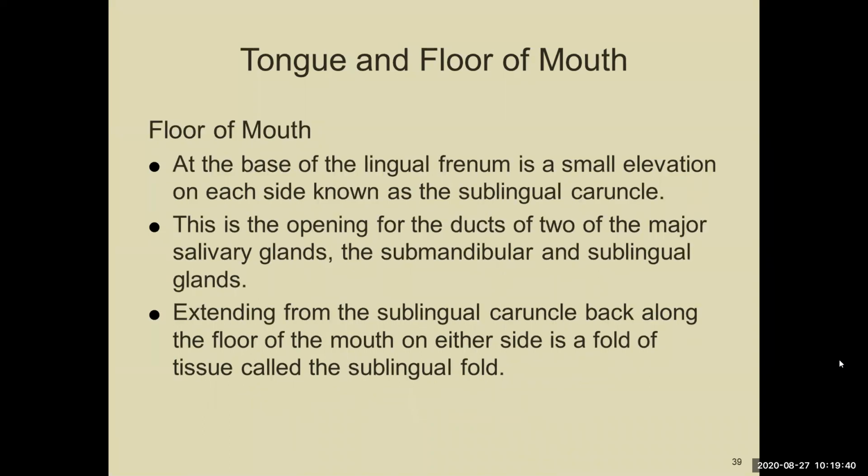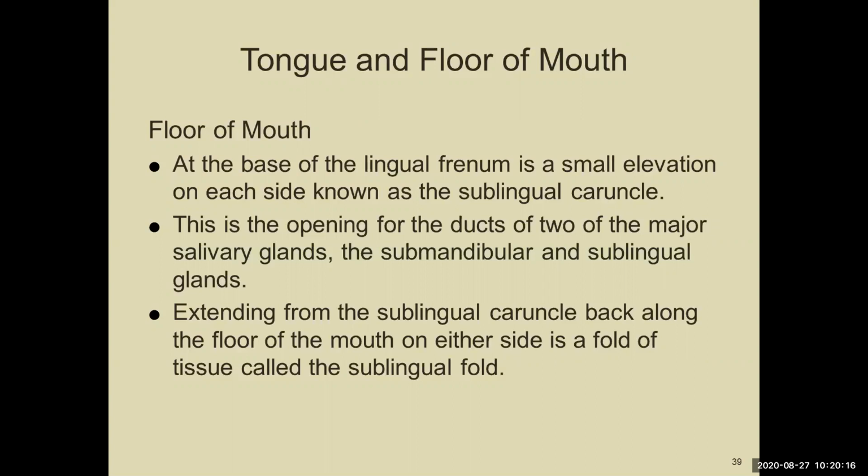We're still looking at the floor of the mouth. At the base of the lingual frenum, on each side of that frenum, is a small elevation known as the sublingual caruncle. Sub, underneath, lingual, the tongue, caruncle. This is the opening for the ducts of two of the major salivary glands, the mandibular and sublingual glands. So you need to know the anatomy there: the lingual frenum and the sublingual caruncle.